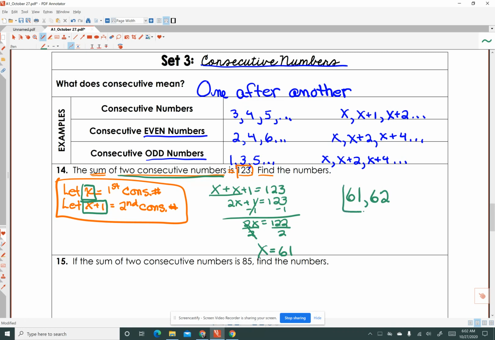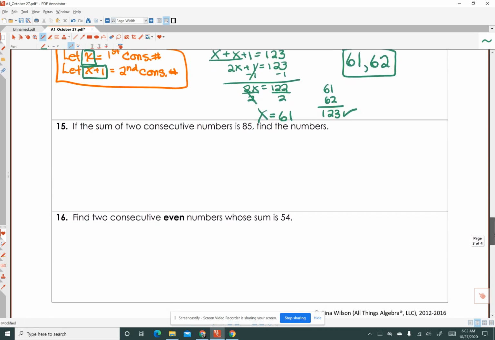So how can we check our answer? How can we make sure we got the right answer? Well, we can add 61 plus 62, and if they equal 123, as our problem stated, then our answer checks. That's it. That's all there is to it. So yes, they do get a little tricky, but this is the general sum and gist of it.